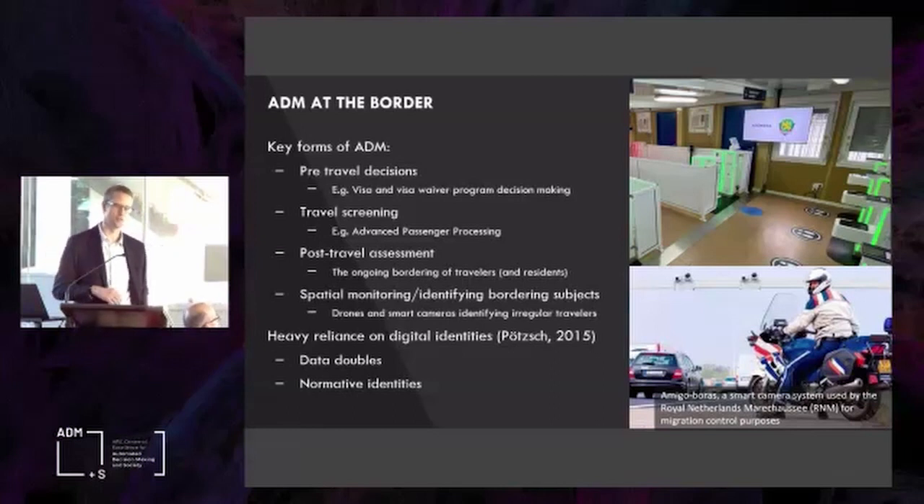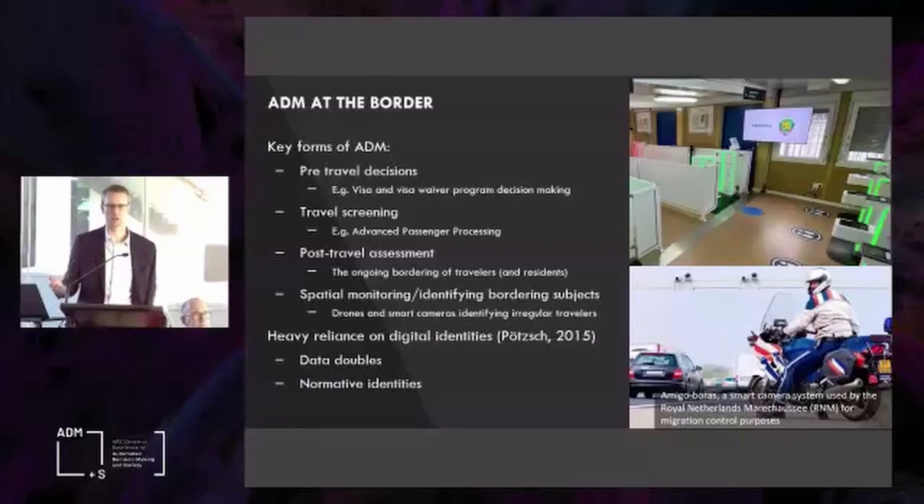There are multiple moments when someone can have a risk assessment score produced about them or can be matched against databases during that process. It can result in someone being unable to board a flight in an overseas airport or being intercepted in immigration and subject to further tests or assessment by immigration officials. Then there's post-travel assessment. As borders are digitized, we are increasingly followed by borders after we cross thresholds. An example of this is a photo on the bottom right there of the Amigo Boris smart camera system in the Netherlands, where there are cameras that monitor cars and assess whether those cars are likely to be involved in illegal migration or other things.